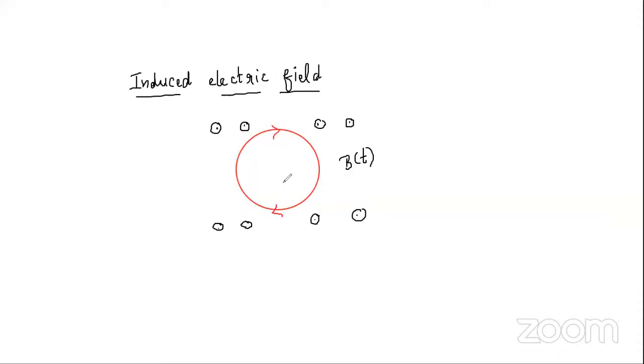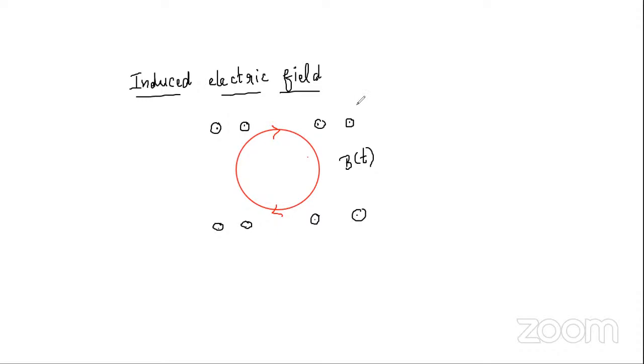Originally the charges in the conducting loop are stationary. So how do we get the induced current here? Because here you will be getting some electric force, induced electric force, and also an induced electric field.